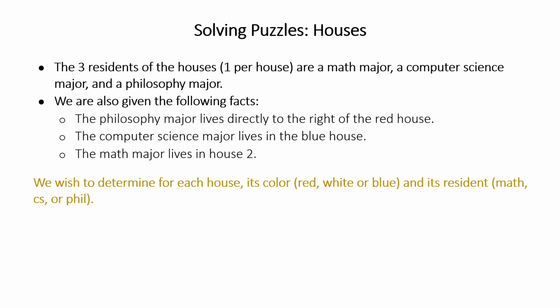So the houses all have distinct colors. The colors can be red, white, or blue. And the residents can be mathematicians, computer science students, or philosophy students. We want to figure out, based on these things that we know and these rules of the world that we are trying to model, who lives where. So that's basically the task. And how do we do this?